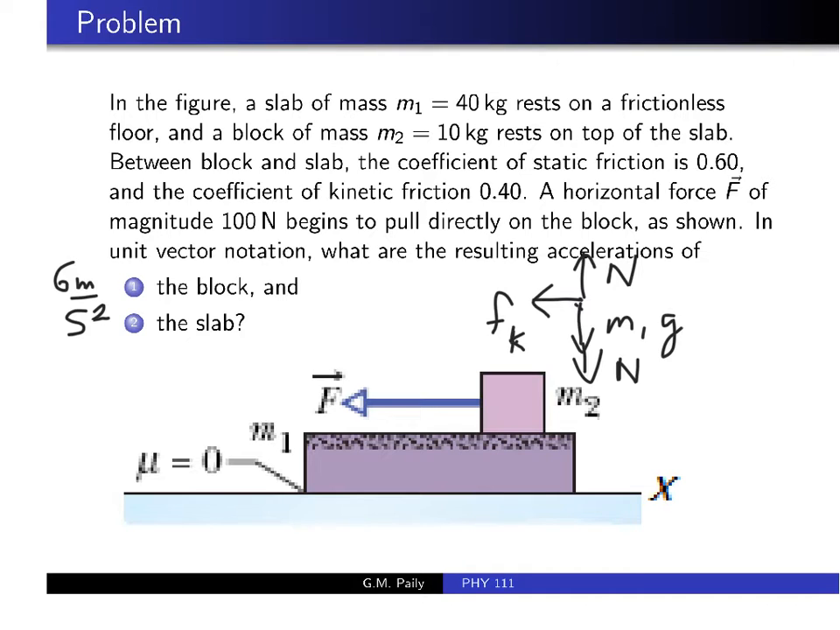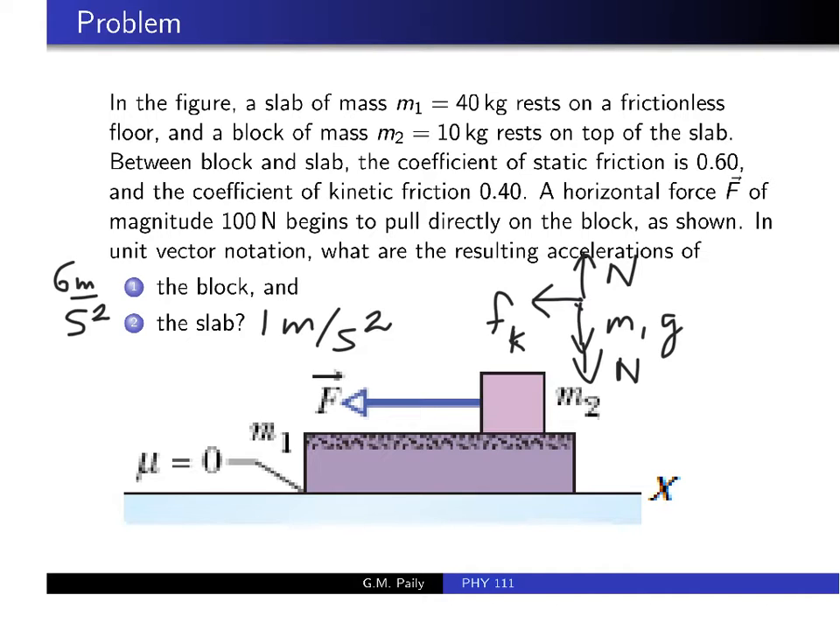Again, the vertical forces cancel out, and so we only need focus on the horizontal force. We know that that is 40 newtons, and that the mass of m1 is 40 kilograms. And so solving for the acceleration, we get 1 meter per second squared for the acceleration of the slab.